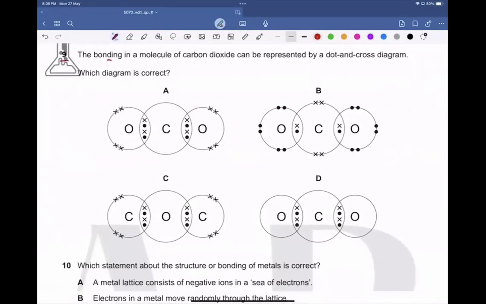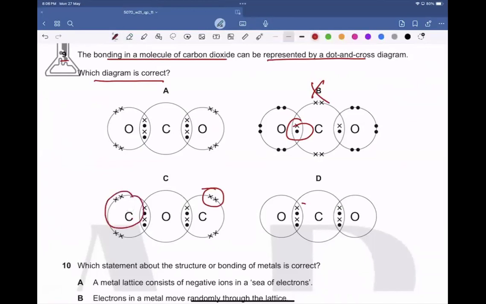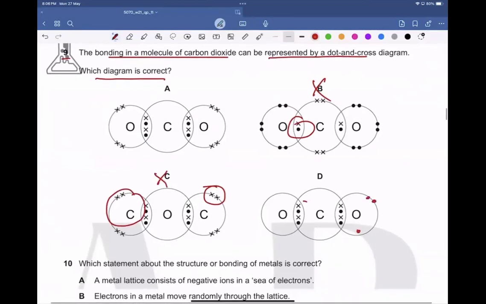Question number 9. The bonding in a molecule of carbon dioxide can be represented by a dot and cross diagram. Which diagram is correct? If you see, this one is completely wrong. C, and it's a carbon over here, so C goes wrong. Over here, the lone pairs of oxygen are missing. So D goes wrong. A is the correct answer. Yes, Khadija.